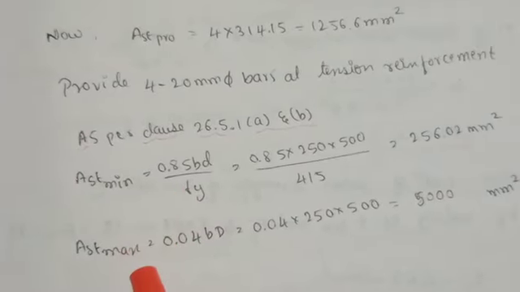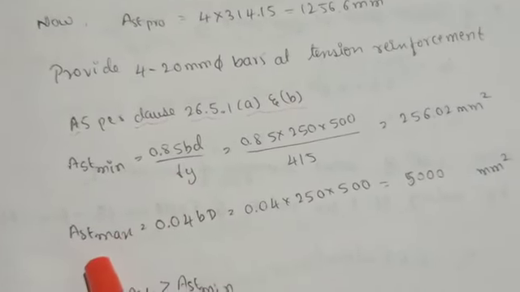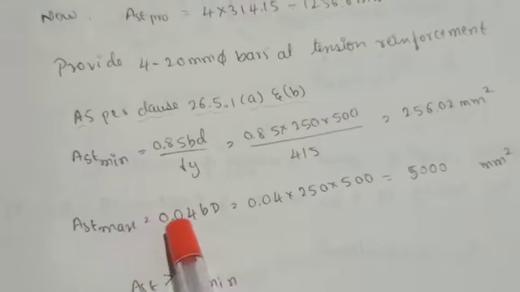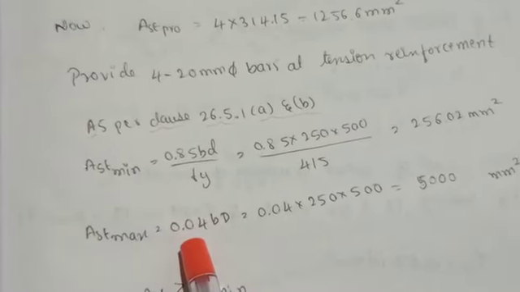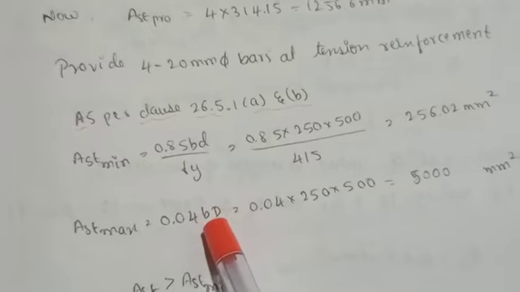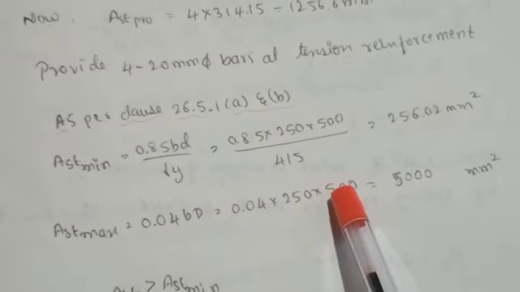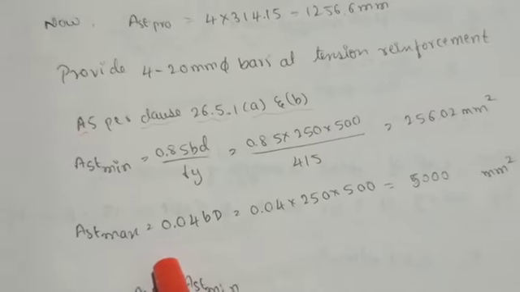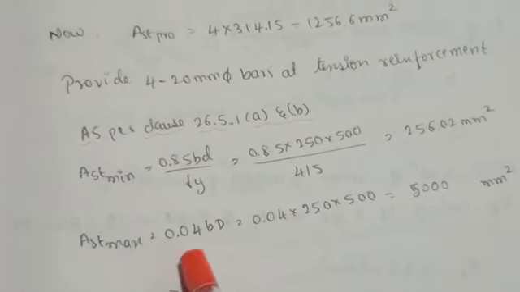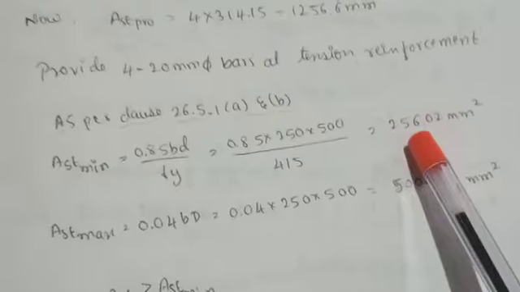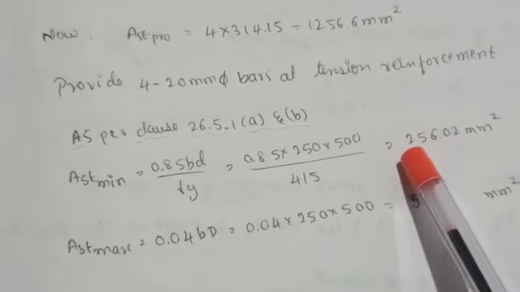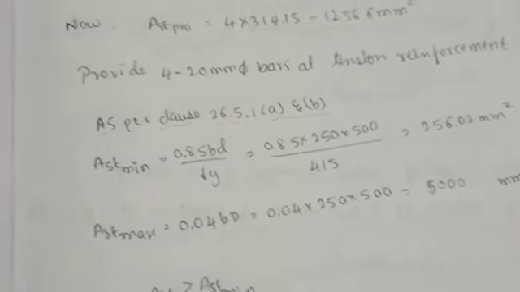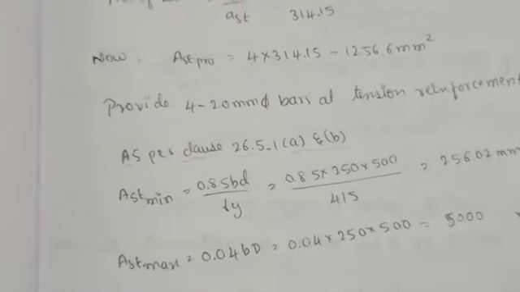So now we'll do the maximum. We have to calculate the maximum reinforcement, that is Ast maximum is equal to 0.04 bd. This formula is given on page number 47. The same formula I have written here. Substitute all the values, we will get 5000 mm square as our Ast maximum. So what they have said is we should not provide Ast less than 256 mm square and more than 5000 mm square. So our Ast is in between these two.